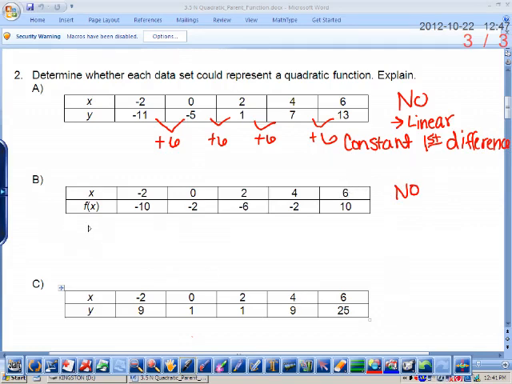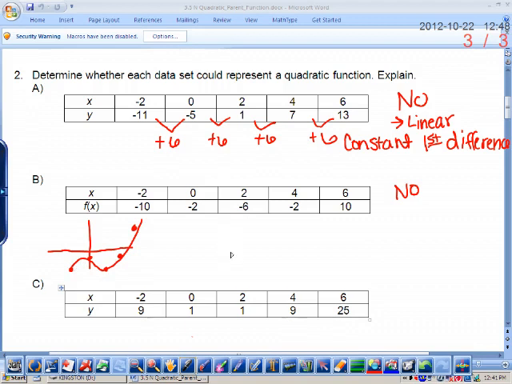If you kind of visualize this, you could check your differences, but also just think about what's happening. Negative 2, negative 10, 0, negative 2, 2, negative 6, 4, negative 2, 6, 10, right? We don't really know what's happening, but I know it's not a quadratic function because a quadratic has a single max or a single min. This has a relative max and min.